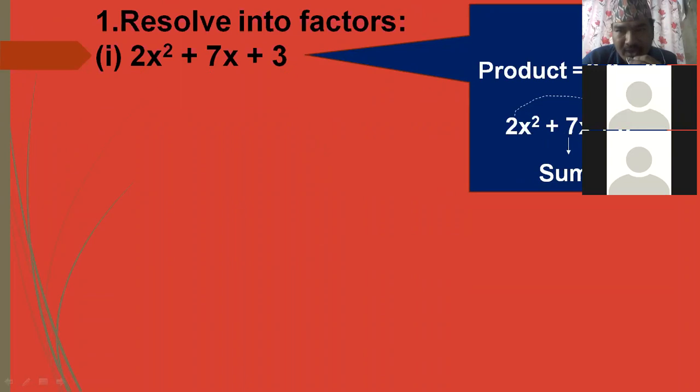This 2 and 3 product is 6. That's why this plus 6. Then 7 will be obtained by adding, by sum. Okay.